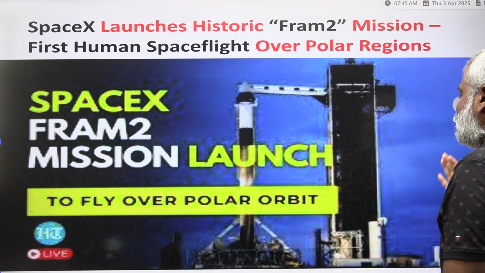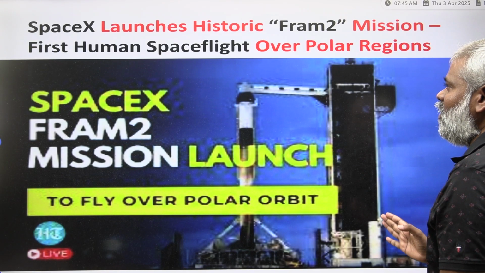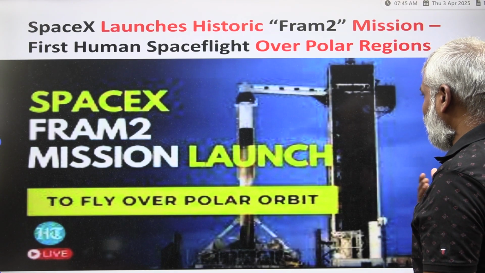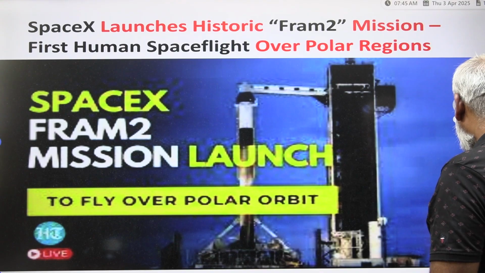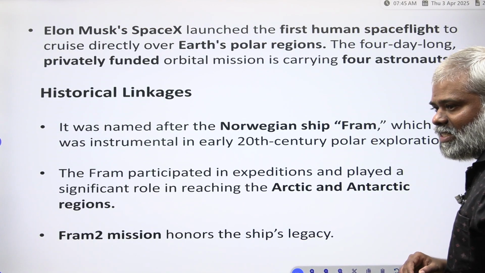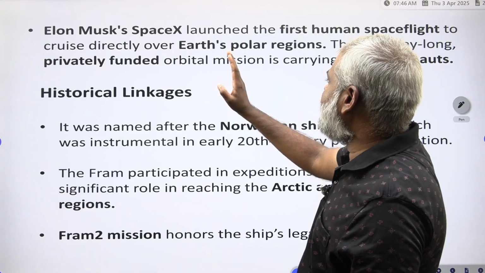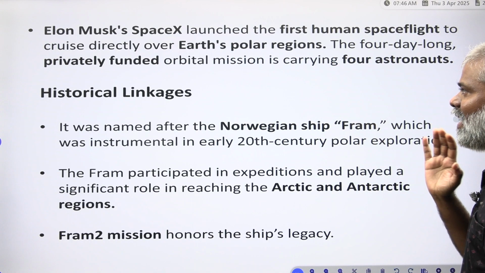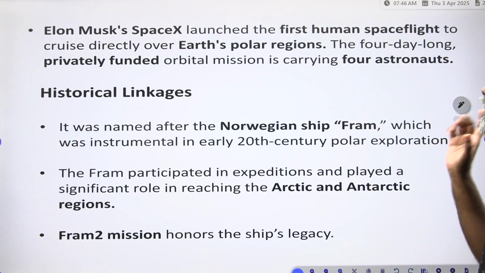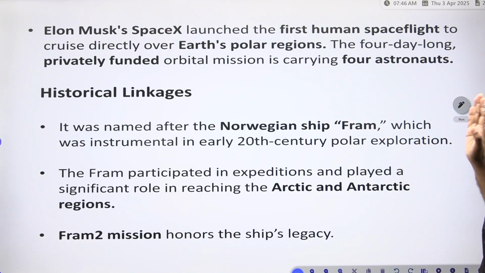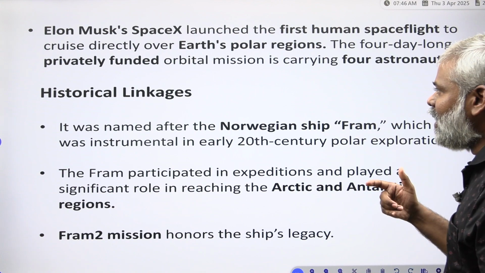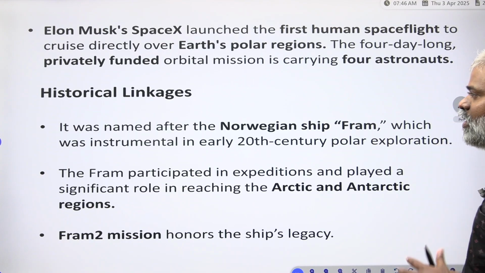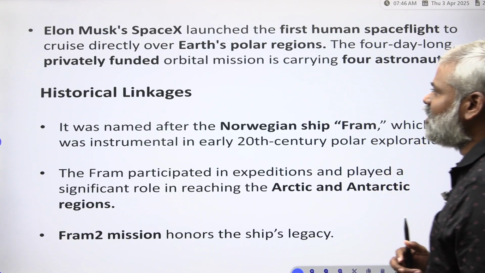What is this Fram2 mission? Why are we using this Fram2 mission? What is the aim of the polar region space flights? We have to discuss this in this video. Now Elon Musk's SpaceX launched the first human space flight to cruise directly over Earth's polar regions. The 4-day long privately funded orbital mission is carrying 4 astronauts. So this is the ultimate goal of this mission.